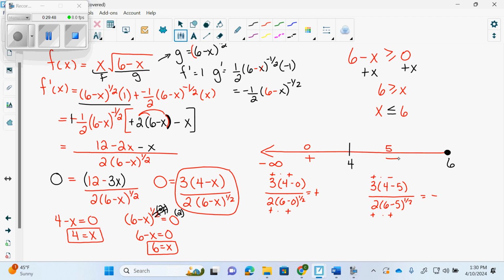Look at your calculator. Is there a maximum at 4? Go second trace, max, left bound, right bound, enter. You should have a maximum at 4.